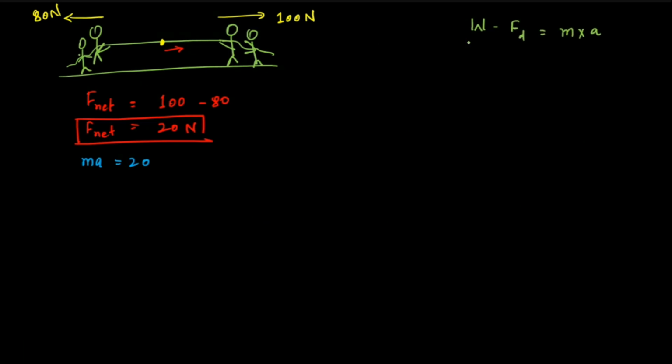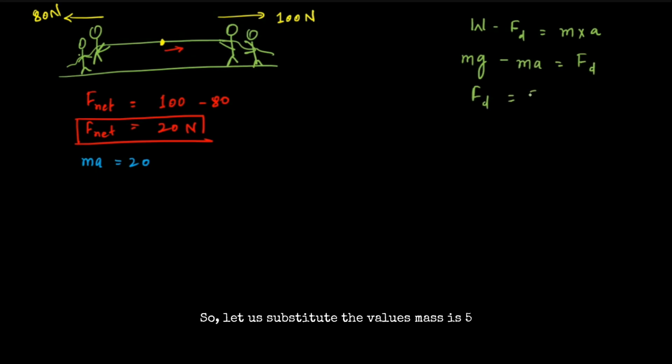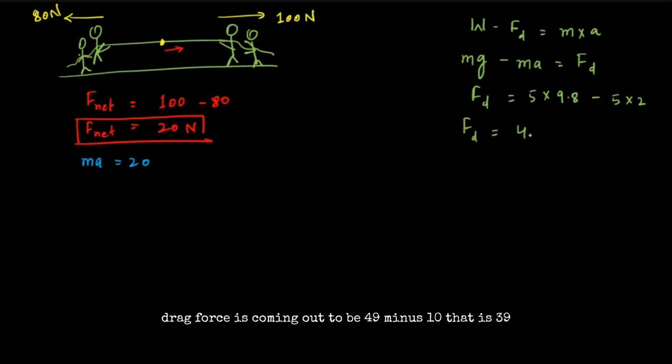So if I want to write what is W, it is going to be mg, whereas this Fd I'm taking that side, where this ma is coming to this side. So Fd is going to be mg minus ma. Okay. So let us substitute the values. Mass is 5, g I already told you it is 9.8, minus 5 times 2 because the acceleration is given as 2. The drag force is coming out to be 49 minus 10, that is 39 newtons.